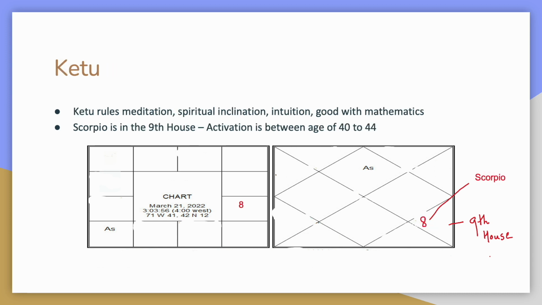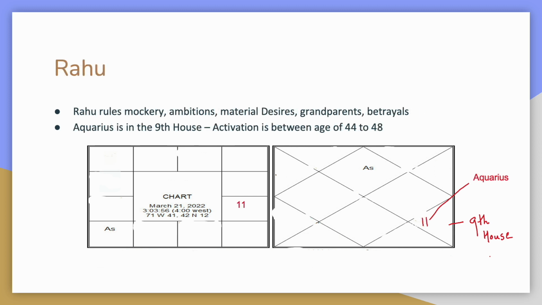Then Ketu shows up. Ketu starts working in your favor at the age of 40 to 44. So in these 4 to 5 years, Ketu will stop bothering you and start working along with you. Last planet is Rahu. Rahu activation age is from 44 to 48.